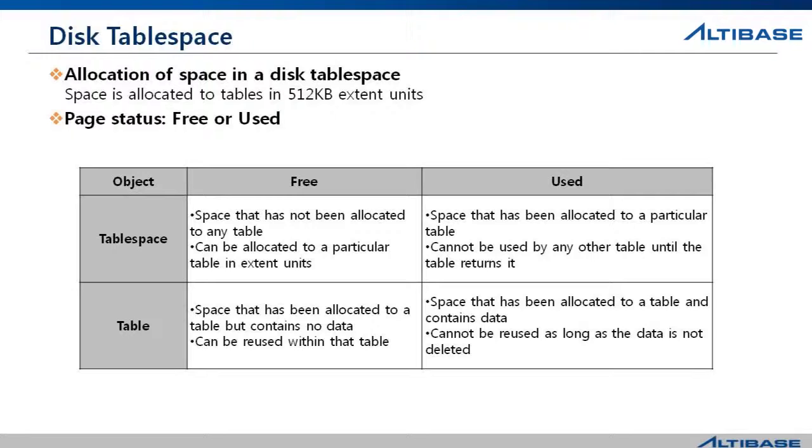Like memory table space, the page status for this table space is also divided into free and used. That's because even though the space is allocated by extent, the minimum unit of saving data is a page. So just like memory table space, when a page is free in the table space or in a table, it means they do not have data inside. And when a page is used, it means the data is already in the table space or in a table. But to reuse them, the table has to return the page to the table space. But for the table, the data has to be deleted.